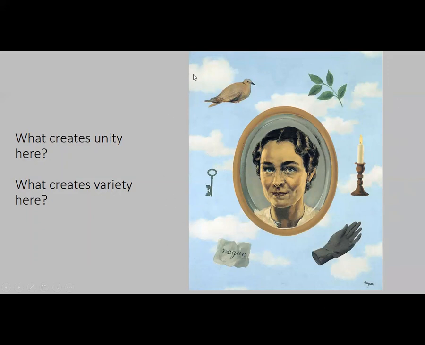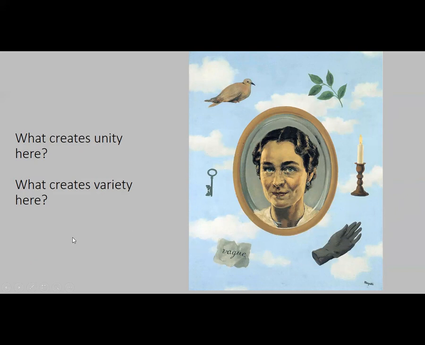But what creates variety? Oh, also, I forgot, this is a directional line. So there's a circular movement, circular movement, circular movement here as well, and that helps to create unity. And there's lots of overlapping. The glove, the sign, the key, the bird, the leaves, the candle, they all overlap.